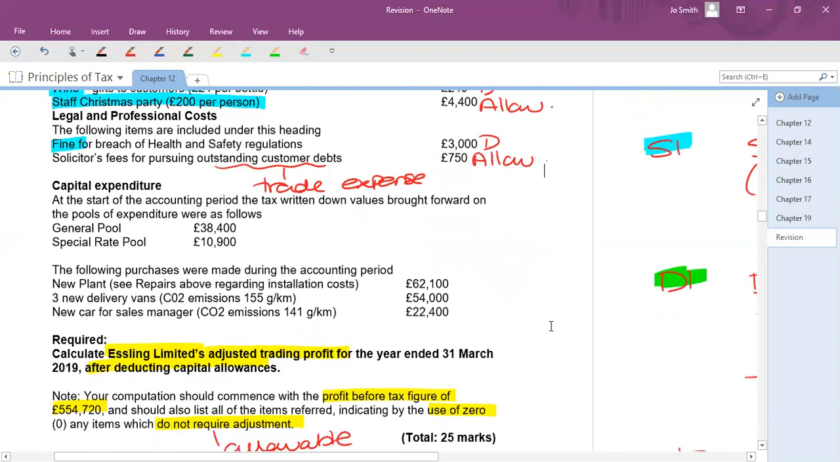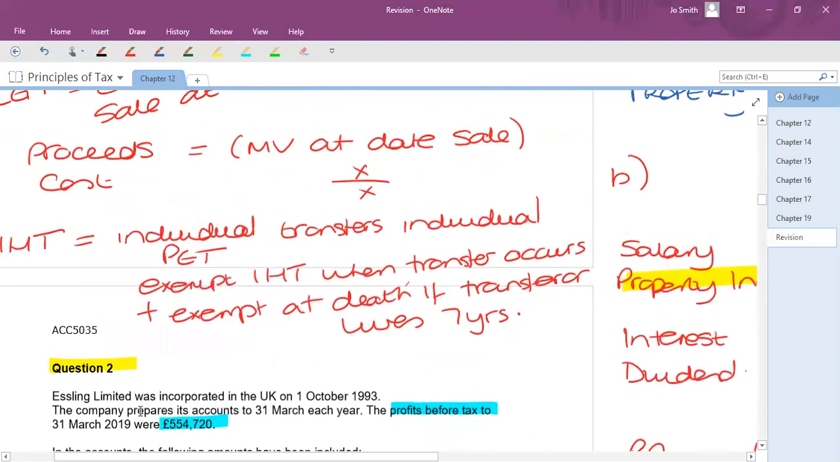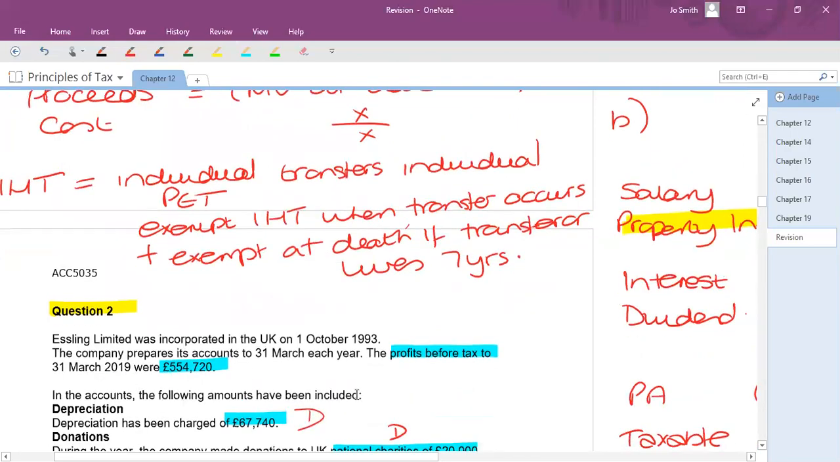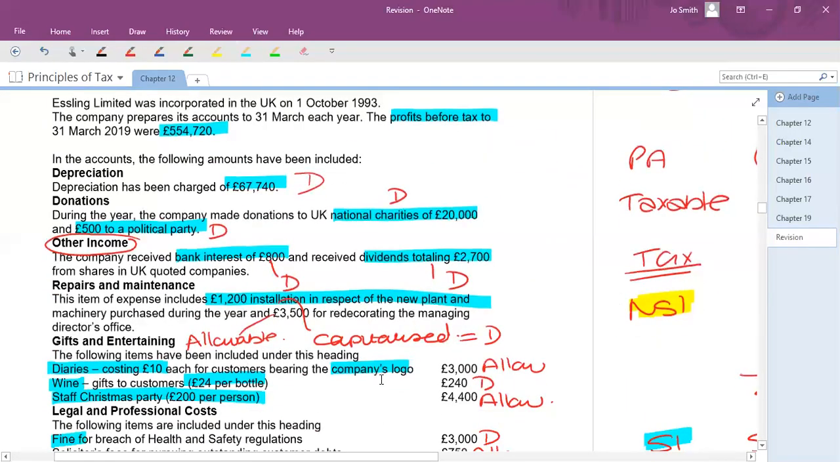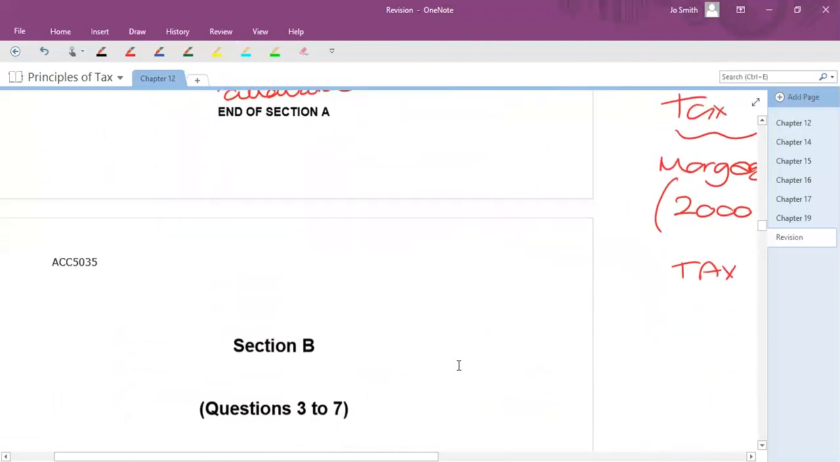We're not bothered about this bit here yet. That's to do our capital allowances, as is this section. So we're just going to focus on those expenses. So remember what it says here. Start with that profit figure, that 554, and then go through each of these and say whether you're going to allow or disallow.